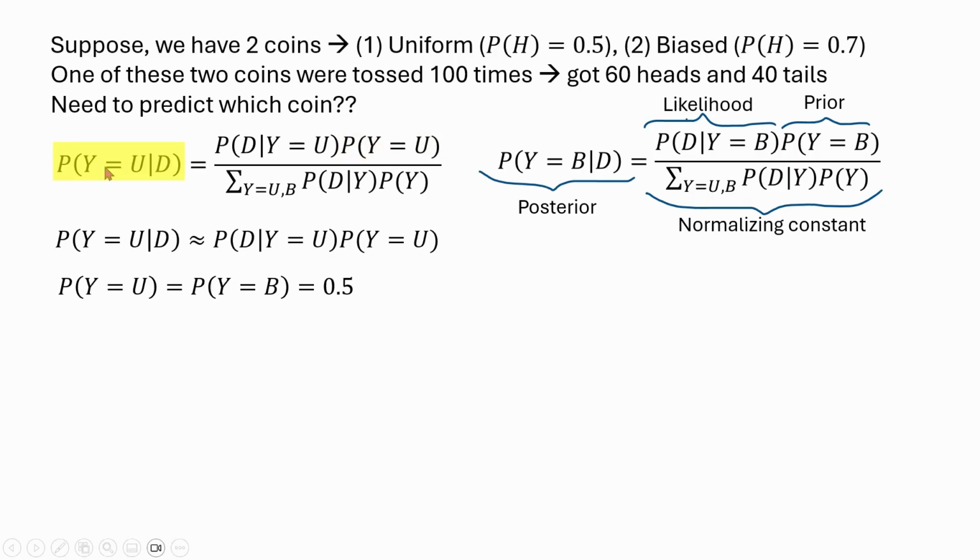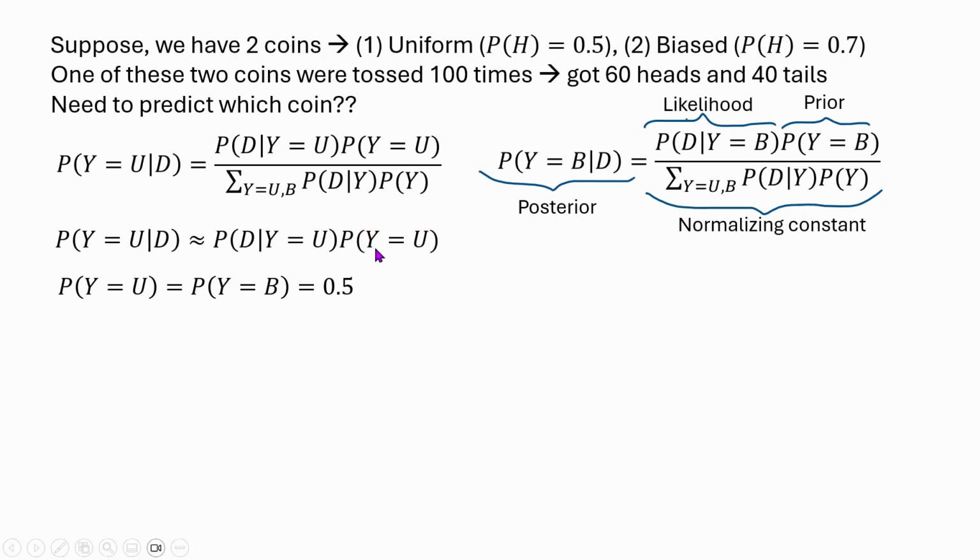Prior means the probability of belonging to a certain class. So here, the uniform coin or the biased coin. The probability of the coin being uniform or the probability of the coin being biased, we are assuming it's the same because we have one uniform and one biased coin. If we had 20 biased coins and maybe 10 uniform coins, then it would be different. We could have a different prior, but otherwise we can set it as equal. Since this is equal, the prior doesn't carry any importance in this problem.